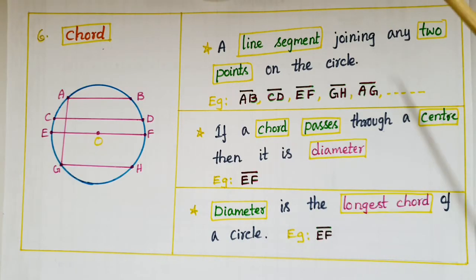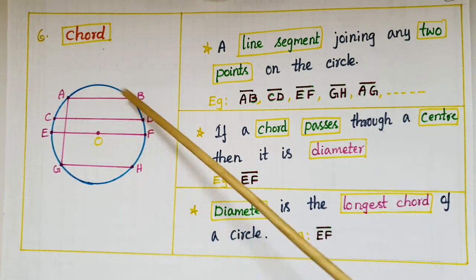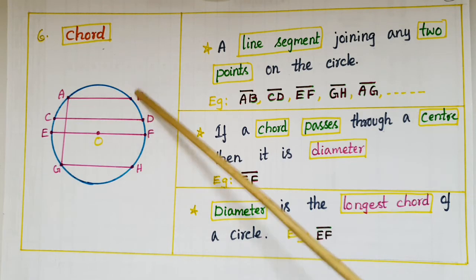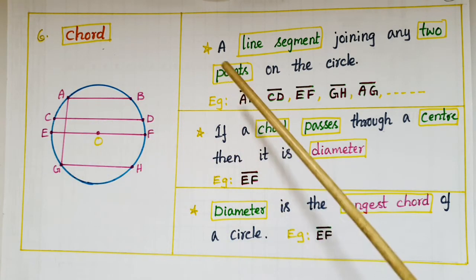Next one is chord of a circle. A chord of a circle is a line segment joining any 2 points on the circle. So here AB, CD, EF, GH, and AZ are called chords of the circle.